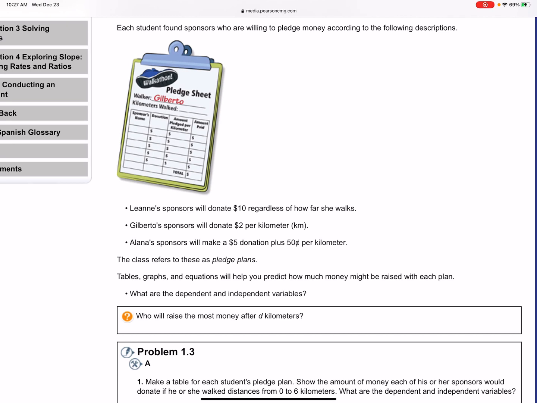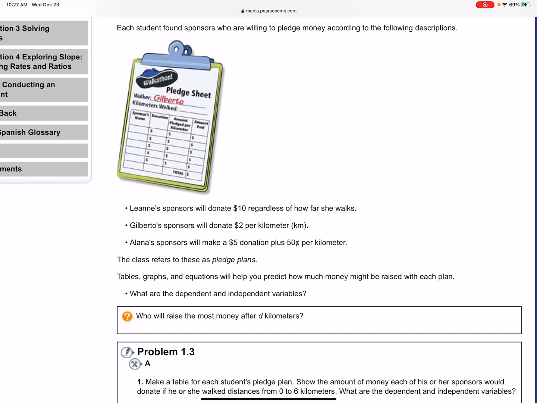And Alana's sponsors are going to make a $5 donation, meaning Alana gets $5 regardless. And then on top of that $5, they're going to pay her 50 cents per kilometer. So what does all this look like if we change them into equations?